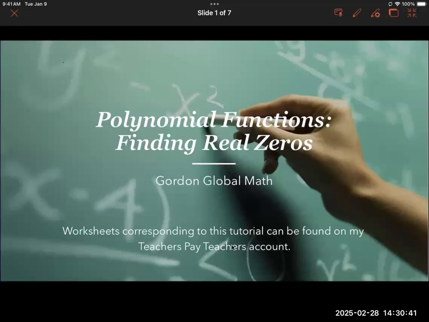Welcome to a refresher lesson for finding zeros of polynomial functions. As this is a bit of a complex topic, I have broken it into two parts.